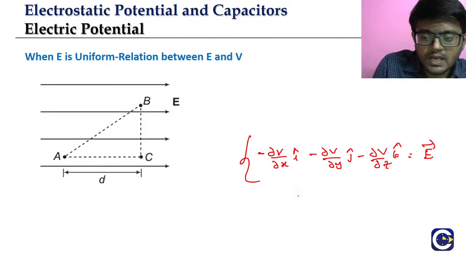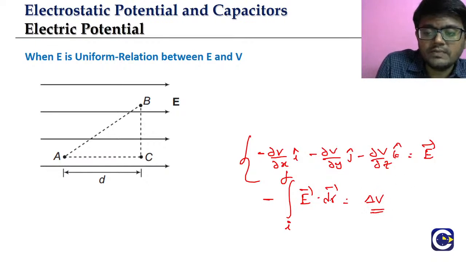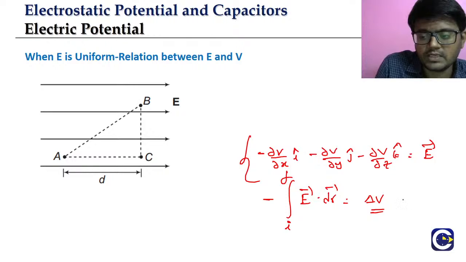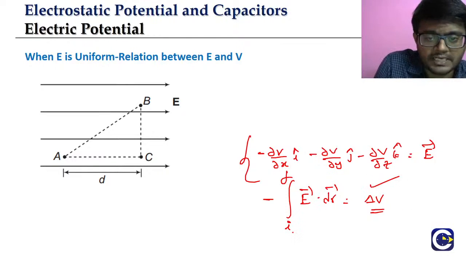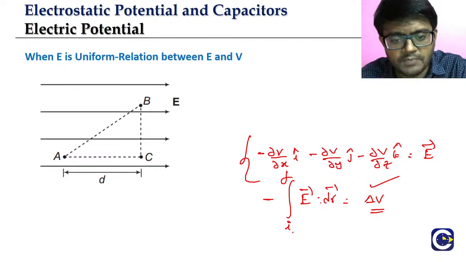Okay, if we are given the electric field function, we can find the potential difference between 2 points. If you integrate E dot dr from the initial limit to the final limit, minus integral E dot dr will give us the potential difference between the initial point and the final point. So in the integration limits, we have to take it from the initial limit to the final limit. This is the relation between the electric field function and the potential function.